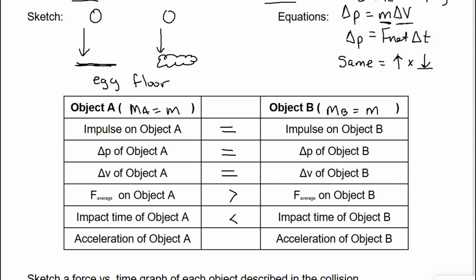The last thing we want to consider is the acceleration. We know according to the second law that net force is equal to mass times acceleration. We've already determined that the net force on object A is greater, and since both objects have the same mass, that means that the acceleration on object A has to be greater as well.